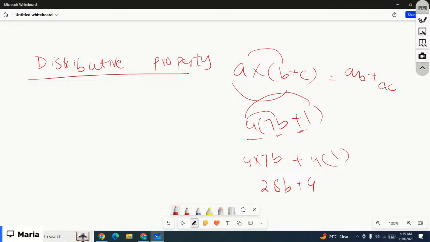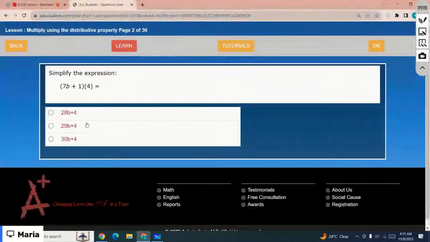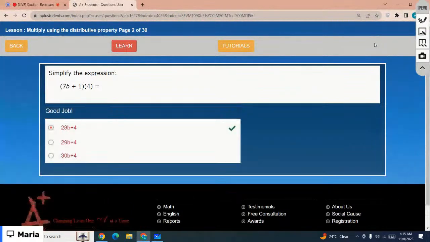Got it? So the specific thing about the distributive property is that the term outside the bracket, you have to multiply with everything that is inside the bracket. So here you have inside the bracket two terms, 7b and 1. So you have to do 4 times 7b, and plus you have to multiply 4 to 1. Got it? So you have to multiply the term that is outside the bracket with everything that is inside the bracket. That's all you have to do. Okay. 28b plus 4 is the correct option. Let's just move on to the next example.